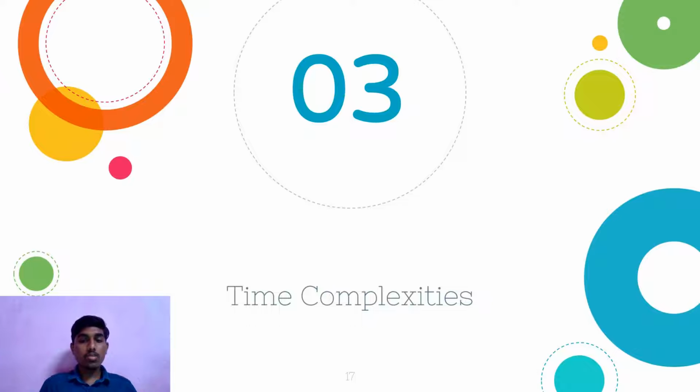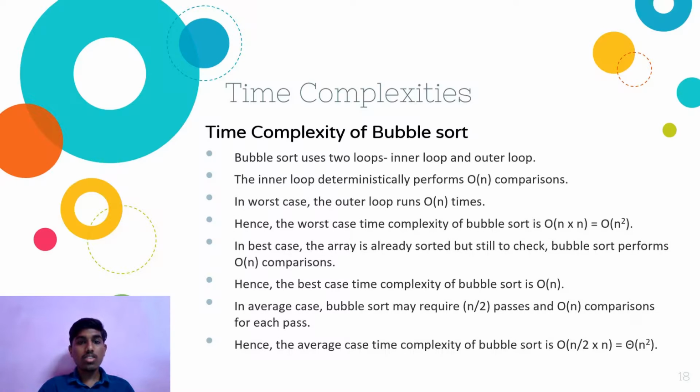So let's discuss time complexities. So the time complexity of a bubble sort. Bubble sort uses two loops, an inner loop and an outer loop. The inner loop performs order of n comparisons. In the worst case, the outer loop runs order of n times. Hence, the worst case complexity of the bubble sort is order of n times n, which is order of n square.